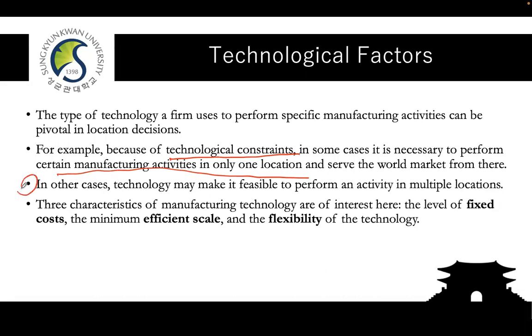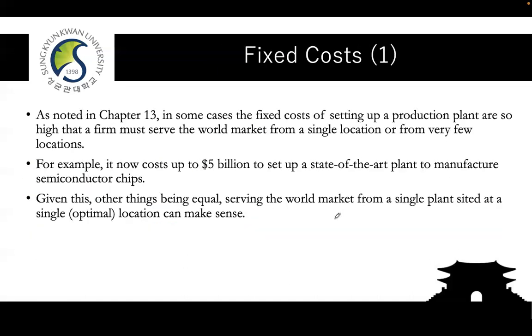But in other cases where technology is easily replicated, or could be done by many countries, this makes it more feasible for our company to perform this kind of manufacturing activities in multiple locations. So what are the characteristics of the manufacturing technology? The level of fixed costs, the minimum efficient scale, and the flexibility of the technology.